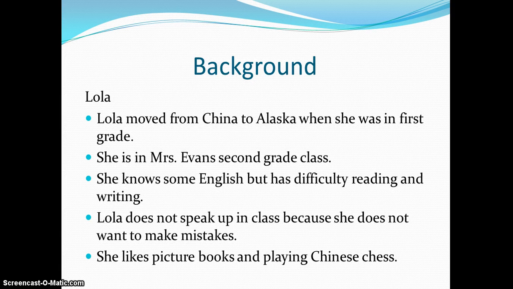The background. Lola moved from China to Alaska when she was in the first grade. She is now in Miss Evans' second grade class at Glenmead Elementary School in Alaska. She knows some English but has difficulty reading and writing. She did kindergarten and first grade in China, and now she's in Alaska learning English. Lola doesn't speak up in class because she doesn't want to make mistakes. But Lola does like picture books and playing Chinese games, especially Chinese chess.